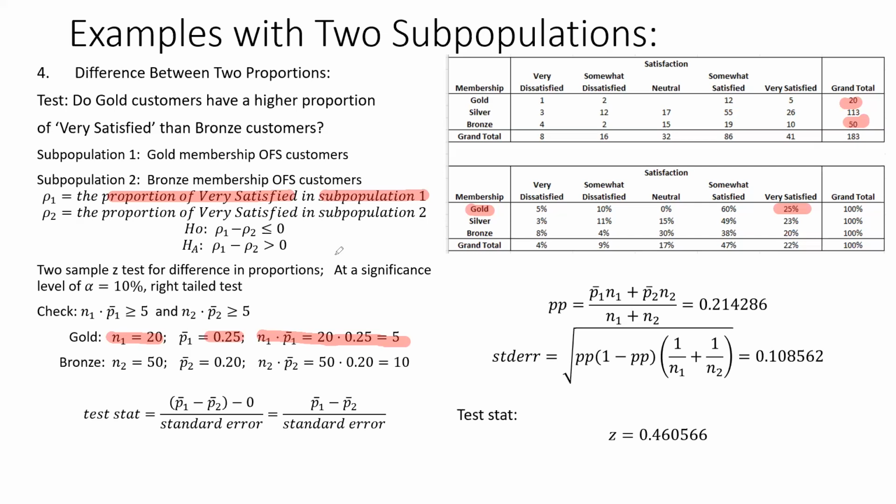All right. The next one, bronze. Okay, bronze, very satisfied. Remember, we got to get the exact same thing. I can't come over here and compare it to somewhat satisfied. That would make no sense. So very satisfied is 20%. So I got my 50 as my sample size for bronze. My proportion of those that are very satisfied is 20%. I multiply those together and I get 10. So I'm checking this box too. So I'm checking both of these.